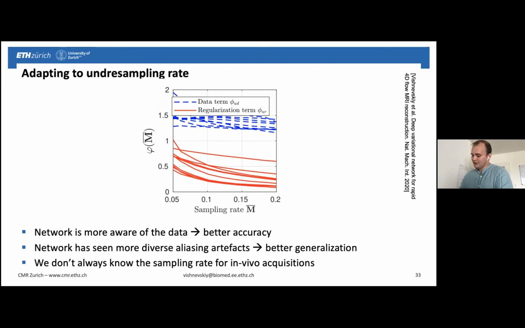And now what you can see is that we can plot these modulators for the data term and the regularization term. And you can see as we acquire more and more data, we put less and less regularization, right? If you look at the red line. And the data term is relatively unchanged with respect to the sampling rate. All right, so I will show you some results a little bit later.